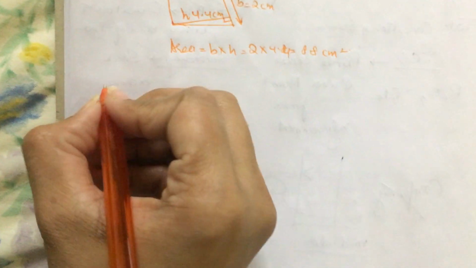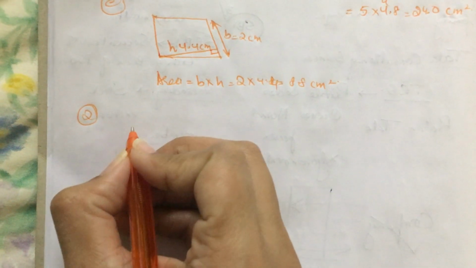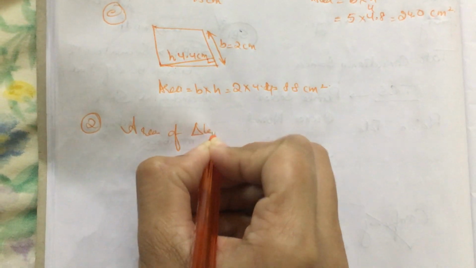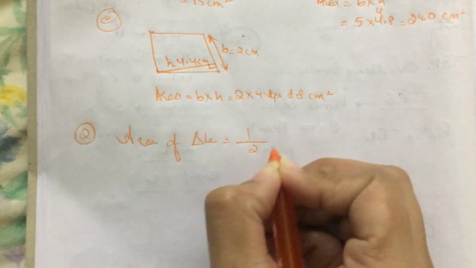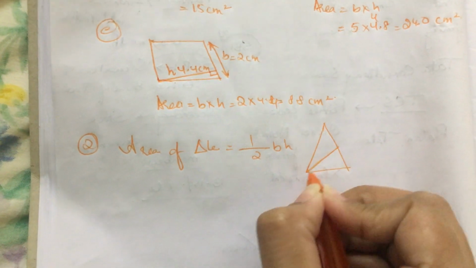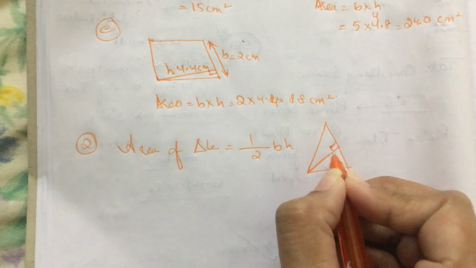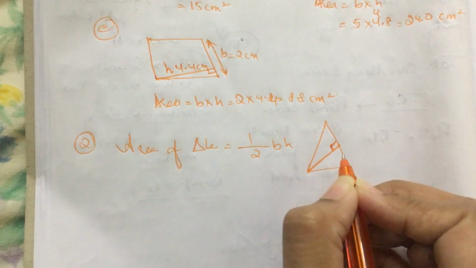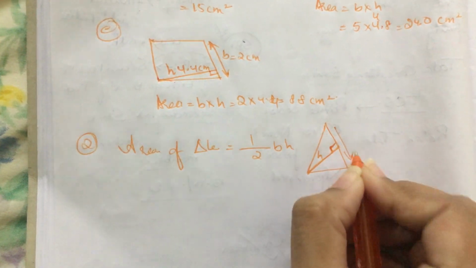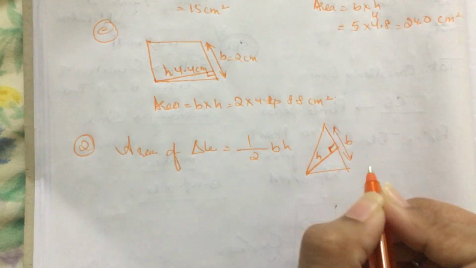Going to the second question. In the second question, they are talking about the area of triangles. What is the formula? It is half base times height. Now in a triangle, again this will be the height. Wherever they are forming a line and the small square, that becomes the height, and wherever the height is ending, that becomes the base.